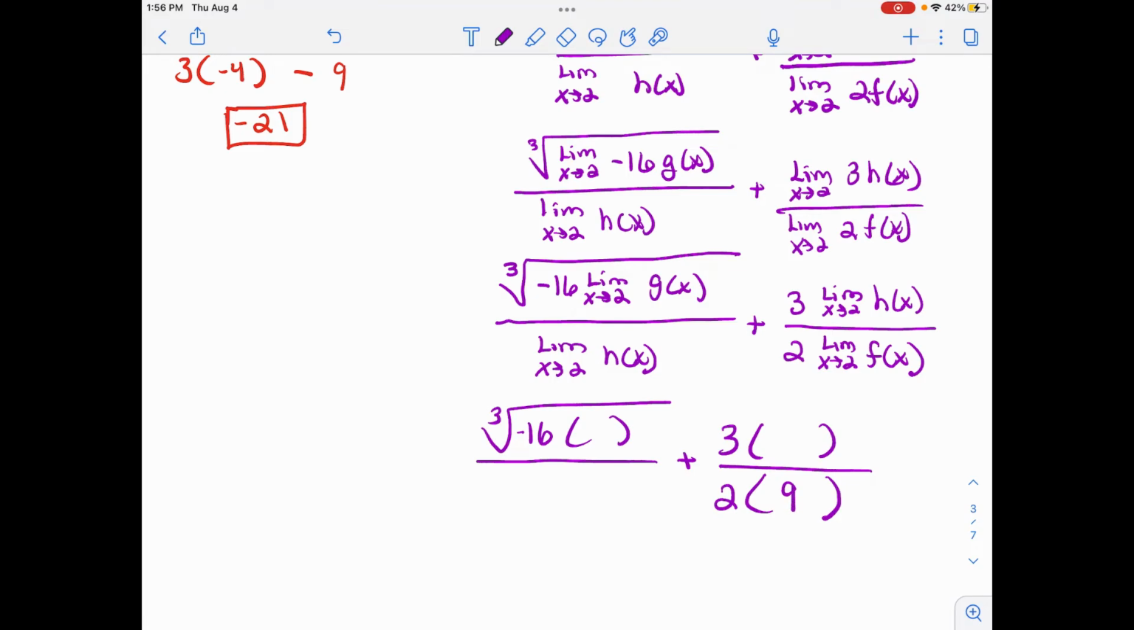Okay, and the limit as x goes to 2 of g of x was negative 4. So in place of g of x, we can plug in negative 4. And then the limit as x goes to 2 of h of x was given as 3. So I'm going to plug in 3 here and 3 here.